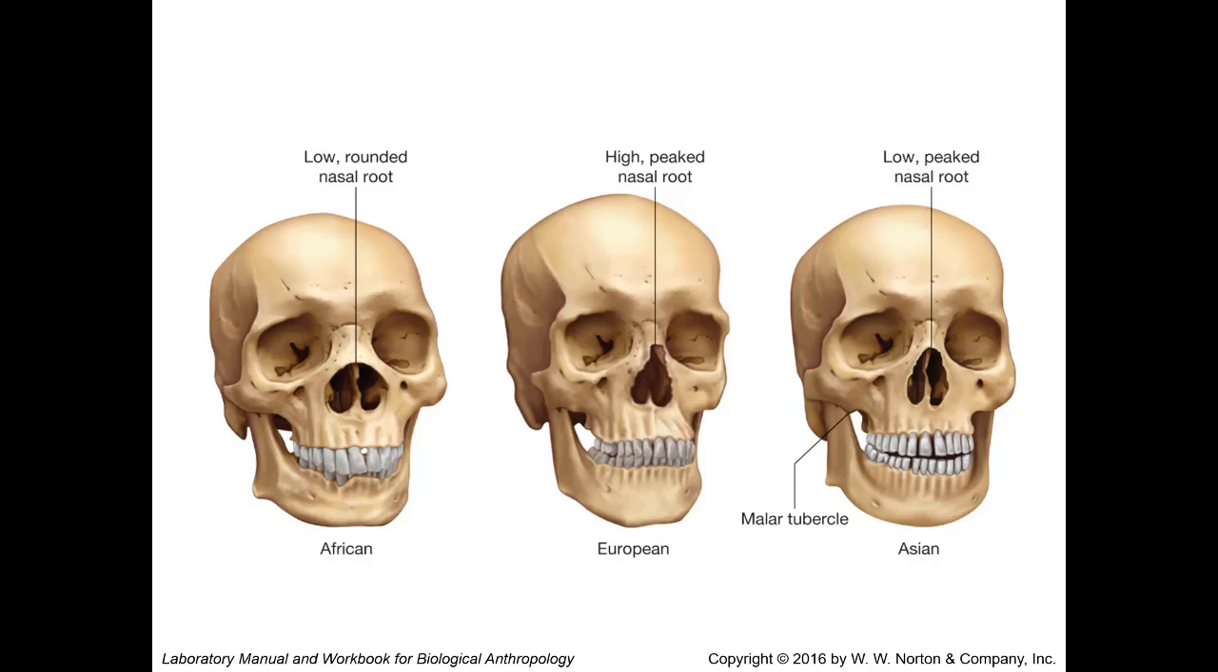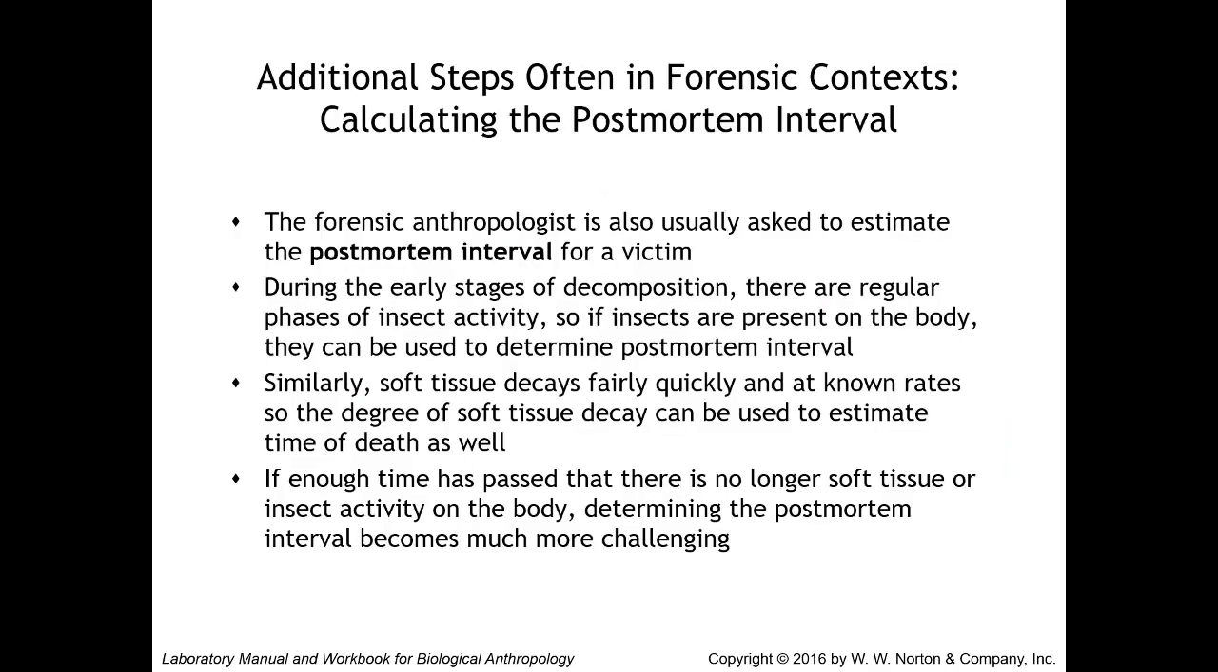And then the second extra step, and the last thing we're going to talk about, is calculating postmortem interval. So the forensic anthropologist is also usually asked to estimate the postmortem interval for a victim. Right, this interval refers to the time that has elapsed since death. Generally, as more time elapses, it becomes more difficult to pinpoint the exact time of death. During the early stages of decomposition, there are regular phases of insect activity. So if insects are present on the bone, they can be used to determine postmortem interval.